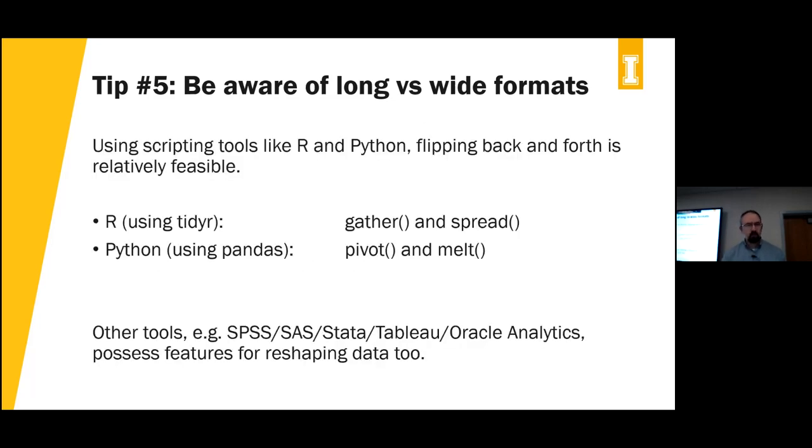And so there are lots and lots of tools for reshaping data to long and wide. If you use R and Python, there's some pretty standard techniques for doing it using tidyr or pandas. You'll see those on the screen: gather and spread, pivot and melt, depending on the tool that you're using. But if you're using just a general analysis tool of other sorts, SPSS, SAS, Stata, Tableau, Oracle Analytics, and others all have features for reshaping data. So there may be a prepare data section early, before you get into whatever else you're going to do with it. And that's essentially your mechanism for reshaping the data before going into the process of analysis.